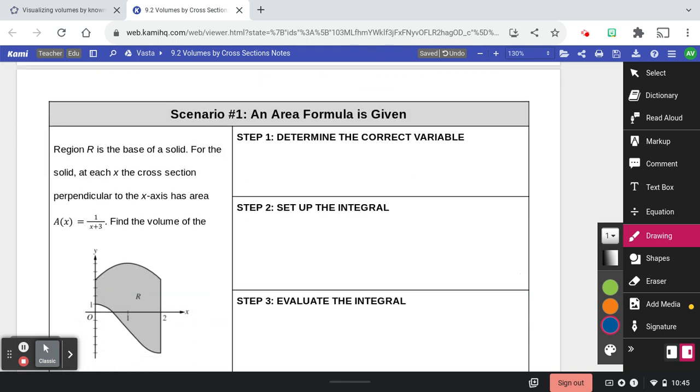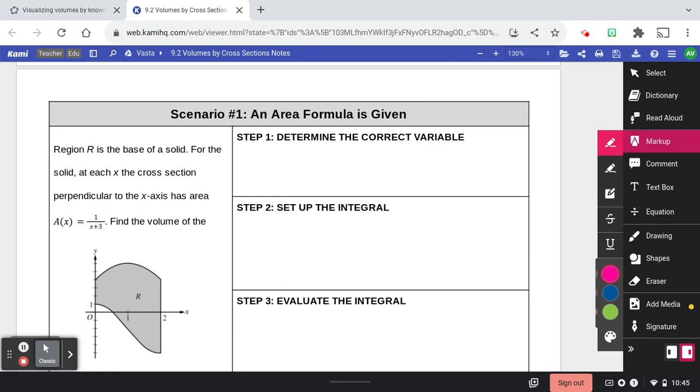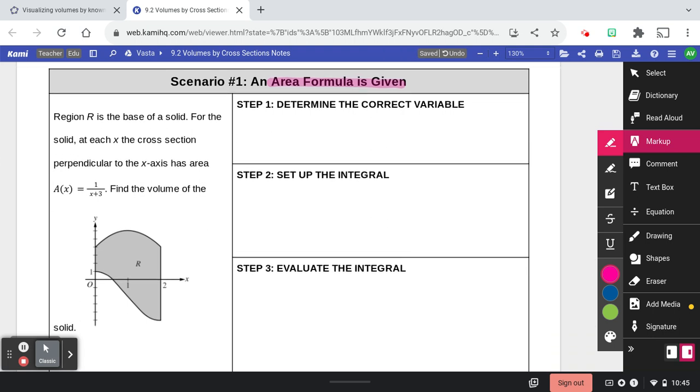So scenario number 1, sometimes they actually give you the area formula you're supposed to use in the instructions. This is the best scenario because you don't have to figure a whole lot out. They just tell you what you're supposed to use. Here's an actual example off of an AP test.